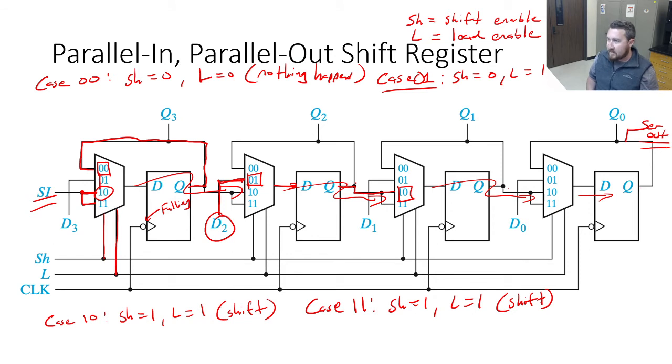So that's our parallel in, parallel out shift register, right? We're using the values of SH and L to determine what we're going to do. 0, 0 means don't do anything, don't update. L equals 1 and shift equals 0 means we're going to load parallel data into the shift register. And if shift is 1, it doesn't matter what L is, we're just going to shift data to the right. Any questions about the parallel in, parallel out shift register?